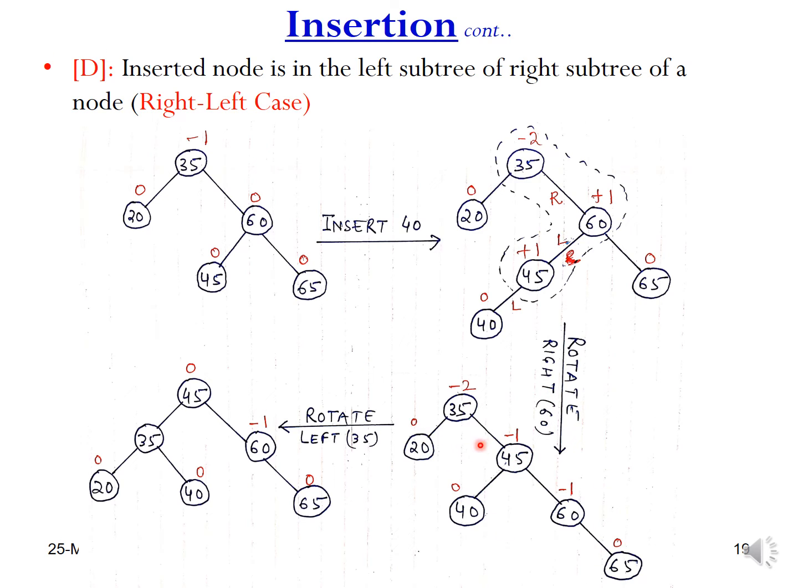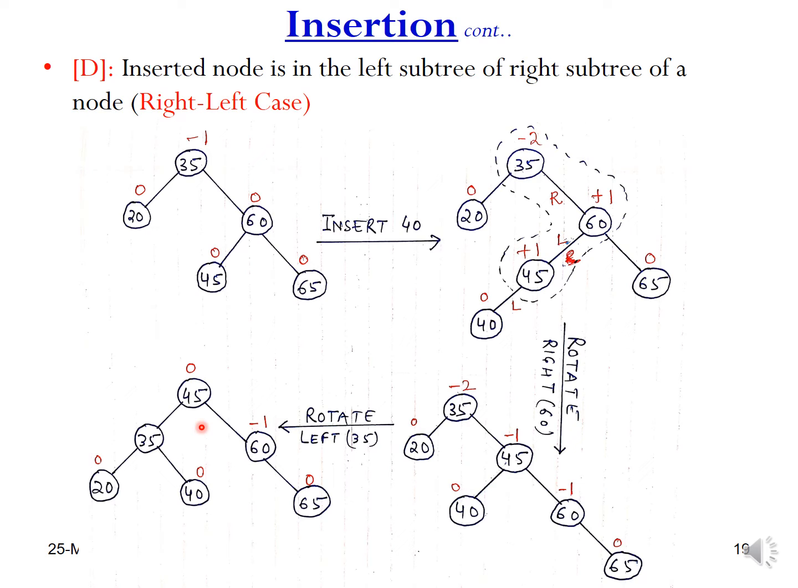So the balance factor comes out to be like -2, 0, -1, 0, -1, 0, and we will rotate again. We will rotate this 35 to the left, rotate left to 35. So now it restores the property of the AVL tree.